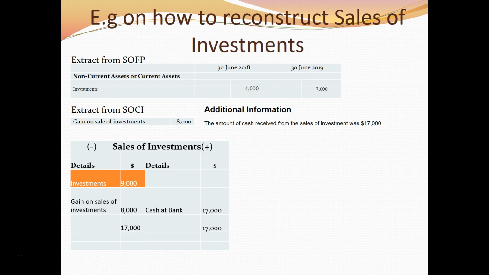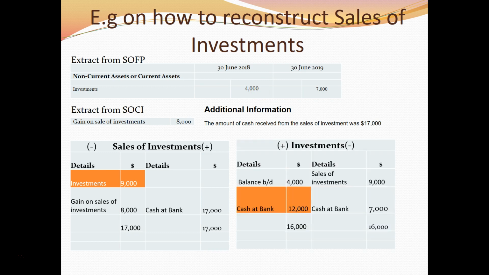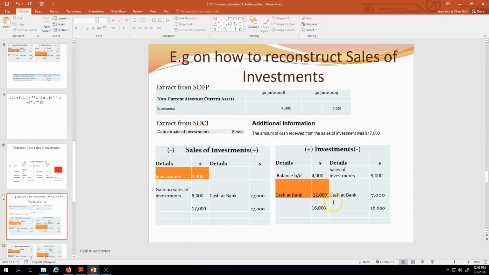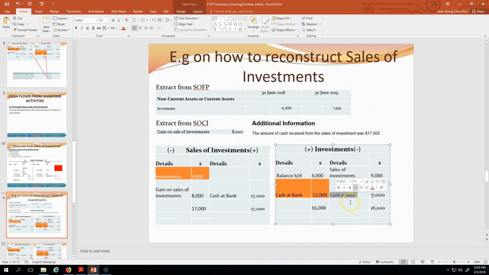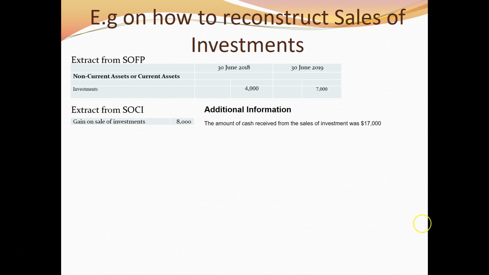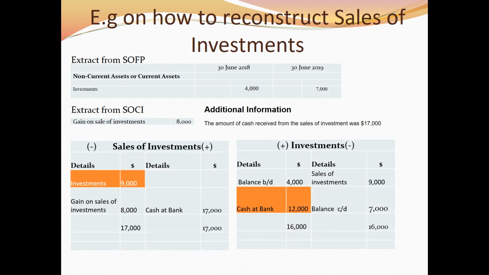That we sell. Okay, so moving forward, then we do the investment. Okay, it's 4,000 opening balance. And then we have closing balance, sorry. So this should be the closing balance, not cash at bank. So this is the balance carried down of 7,000. Alright, and then we do the double entry.